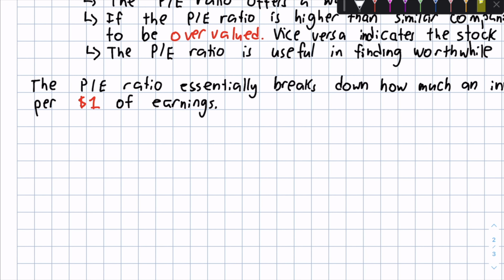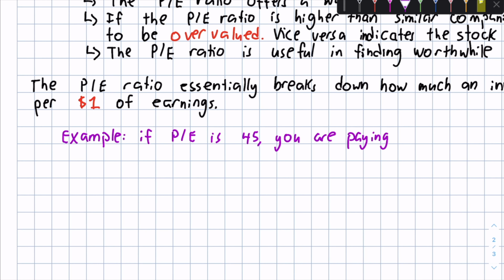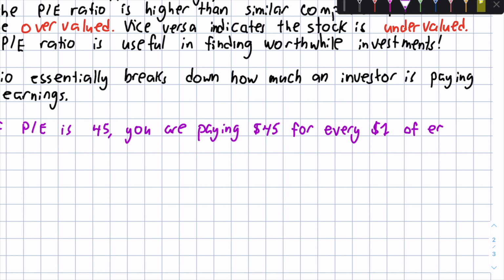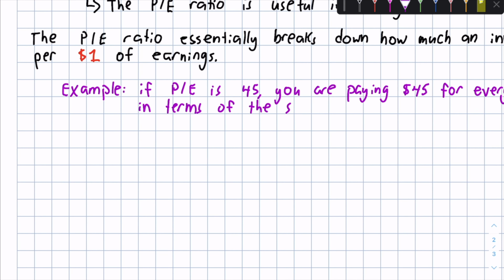So the PE ratio essentially breaks down how much an investor is paying per $1 of earnings of the company. For example, if we have a PE ratio of 45, that means we're paying $45 for every $1 of earnings in terms of the stock price that you're paying.